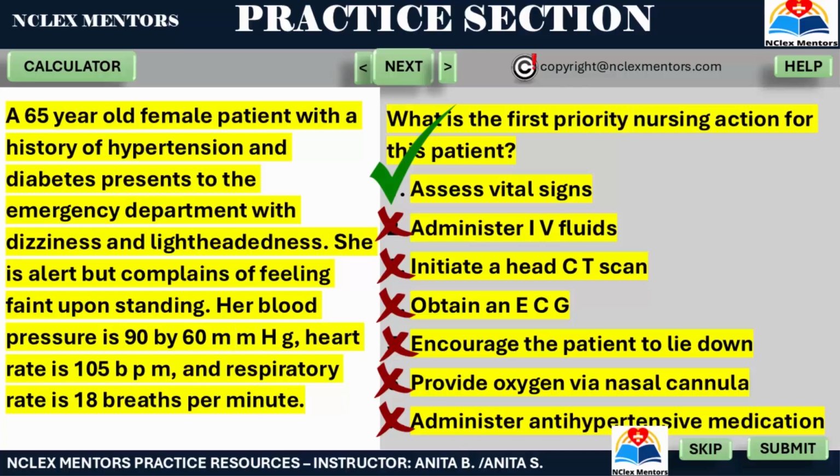Option 1. Assess vital signs. Option 2. Administer IV fluids. Option 3. Initiate a head CT scan. Option 4. Obtain an ECG. Option 5. Encourage the patient to lie down. Option 6. Provide oxygen via nasal cannula. Option 7. Administer antihypertensive medication.